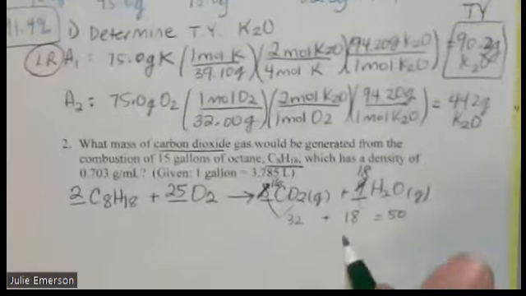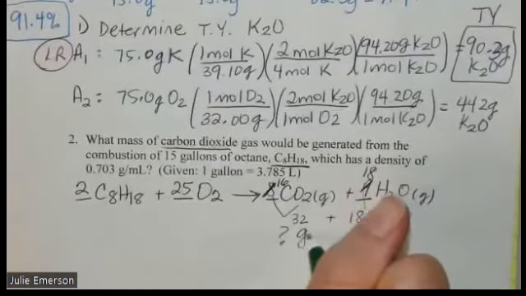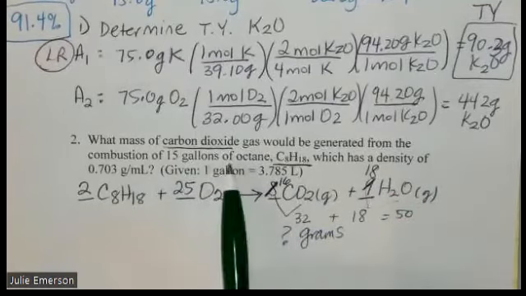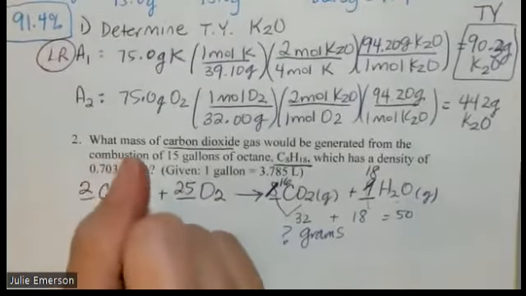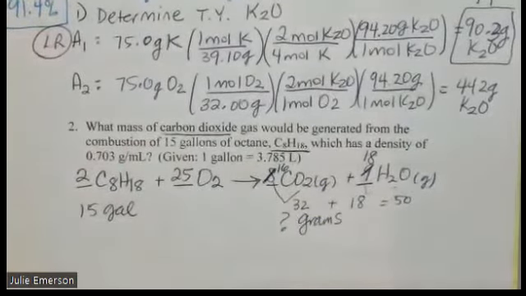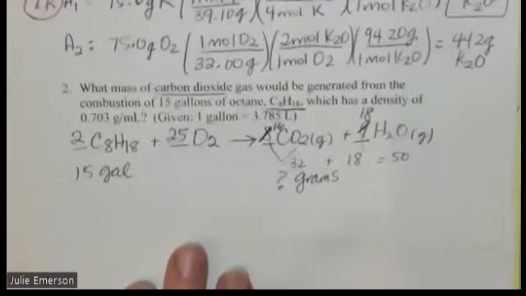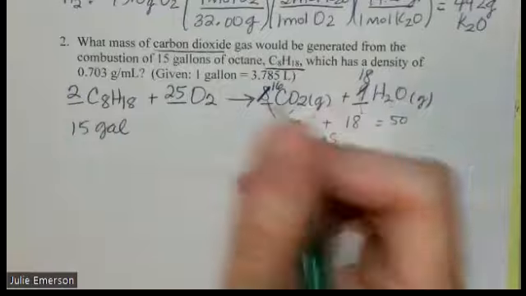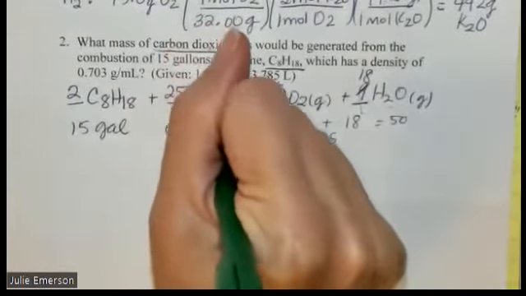Now the question is, what mass of carbon dioxide, so how many grams, would be generated from the combustion of 15 gallons of the octane? And I've got a couple of things. I've got the conversion of gallons to liters, and I've got a density. So let's just kind of get started and see what's going to happen here. Now, the good news is, before we start, oxygen was not mentioned. So we assume that this is excess, which is nice.